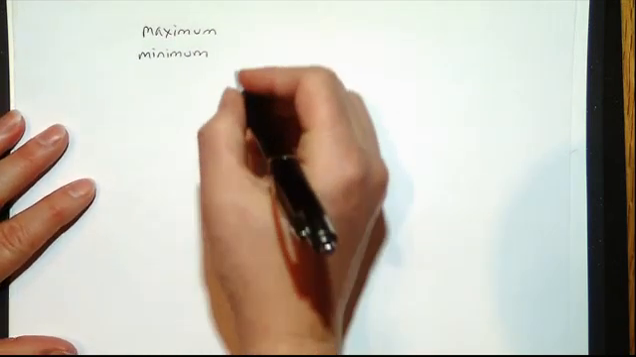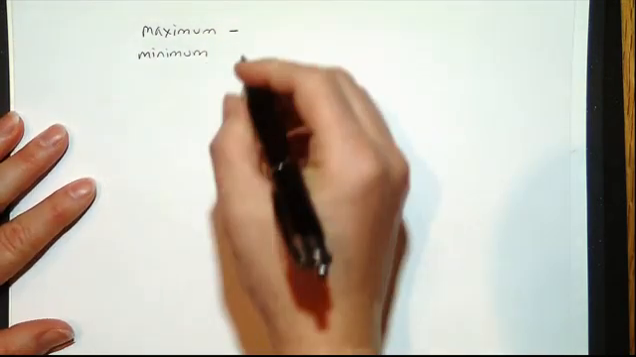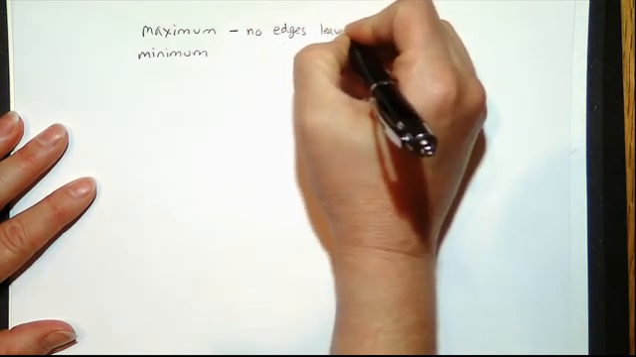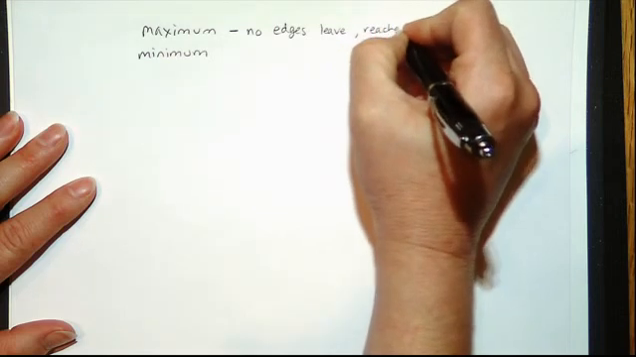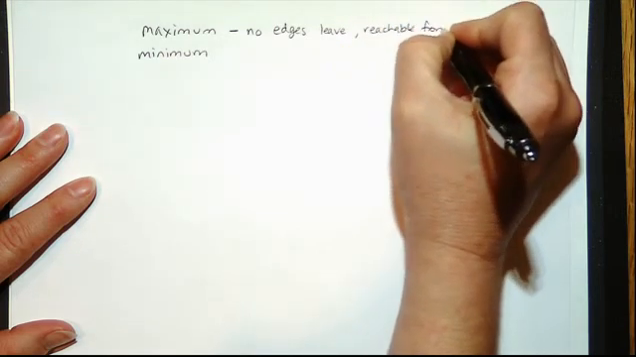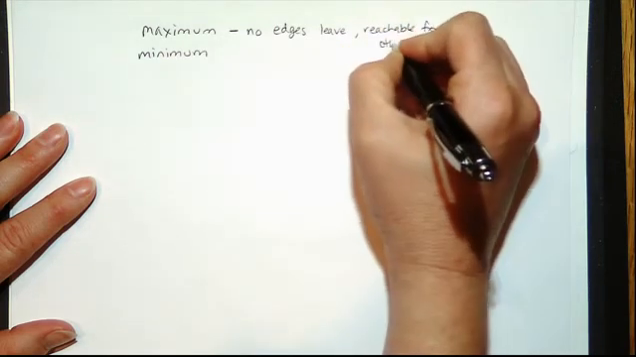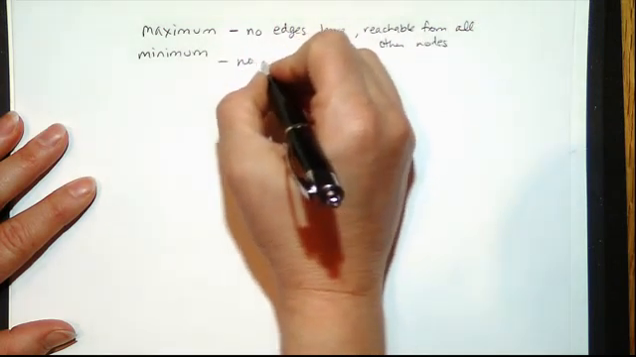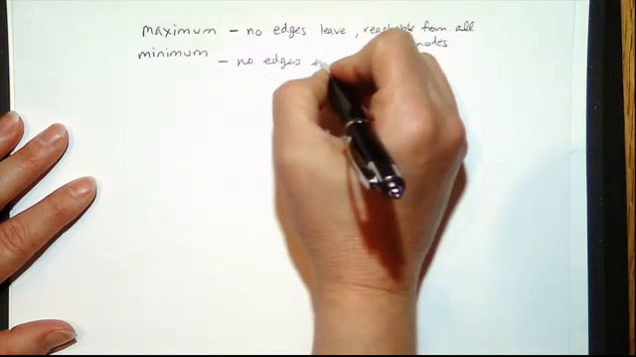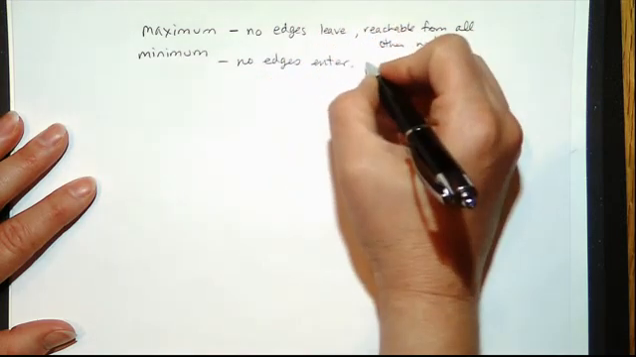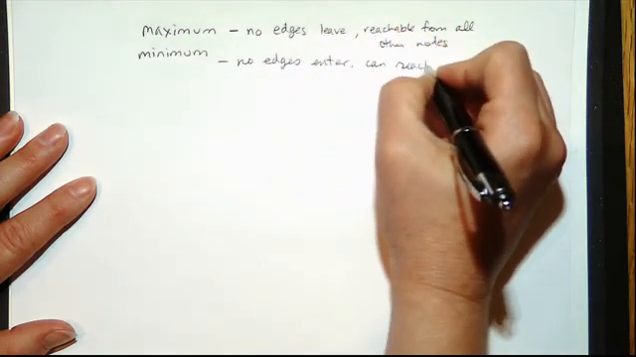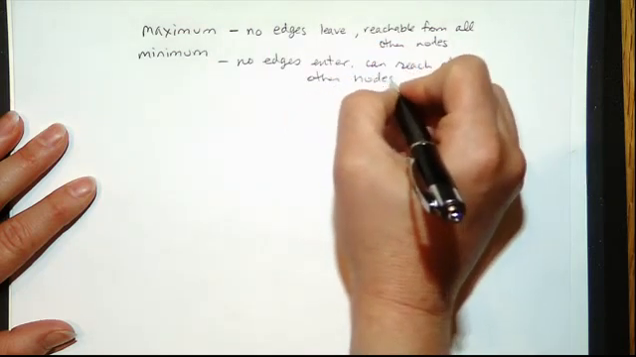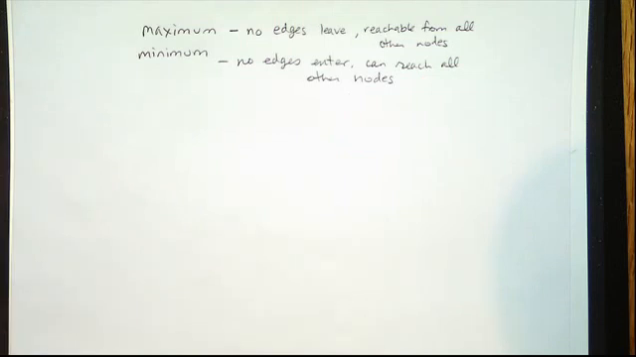Okay, so maximum is, so no edges are leaving, and it's reachable from all other nodes. These are pretty easy, so maximum and minimum are easy to find.